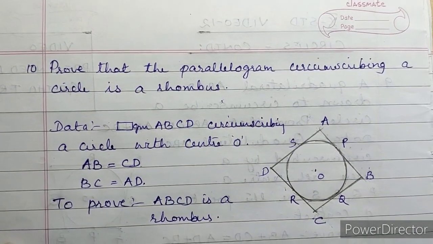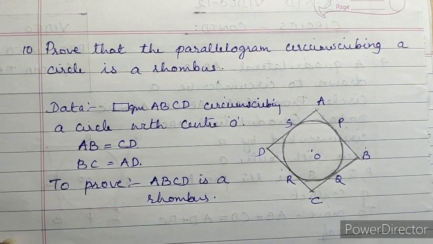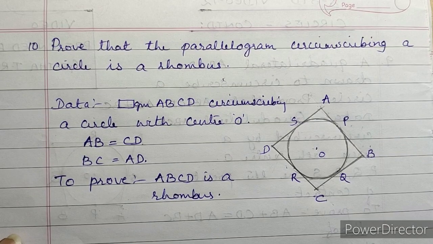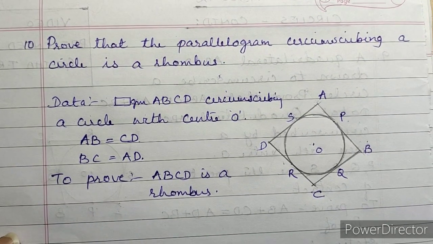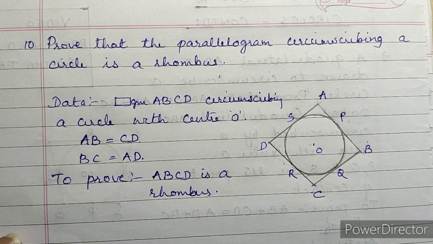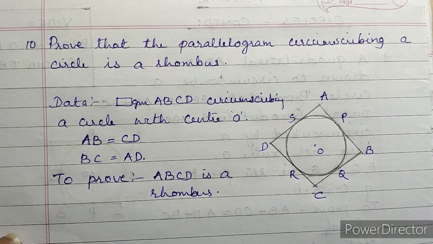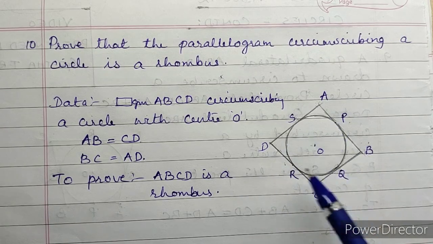Now what is the difference between parallelogram and rhombus? Parallelogram, we told, opposite sides are equal. So what about rhombus? Rhombus means all the sides are equal. So if a parallelogram is given, to prove that it is a rhombus, you have to prove that adjacent sides are equal. Adjacent sides are equal.